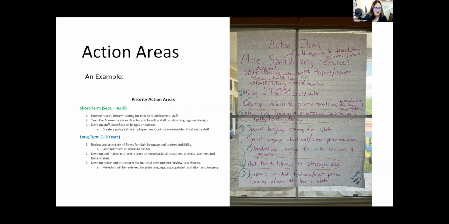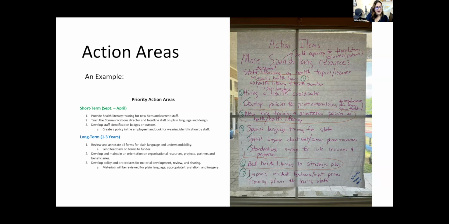What you see on the right is what it looked like. It was old-fashioned writing on chart paper, brainstorming with the group, taking their results of the HLE2, verbalizing it, and putting it down on paper so that we could discuss: out of these, what do you think is really most important? What do you think you can actually accomplish knowing the environment of your organization? And then that translated to the priority action areas.